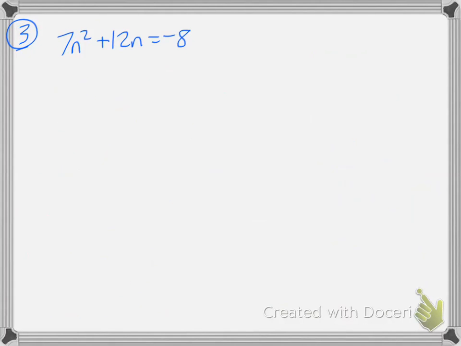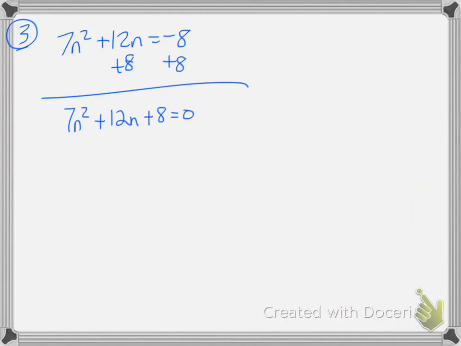Okay, so for this one, I'm going to get everything on one side. Make sure you're putting it in the right spot. And that's my constant, so it's going to go on the end. That's my c. So I have 7n squared plus 12n plus 8 is equal to 0. My a is 7, my b is 12, and my c is 8.